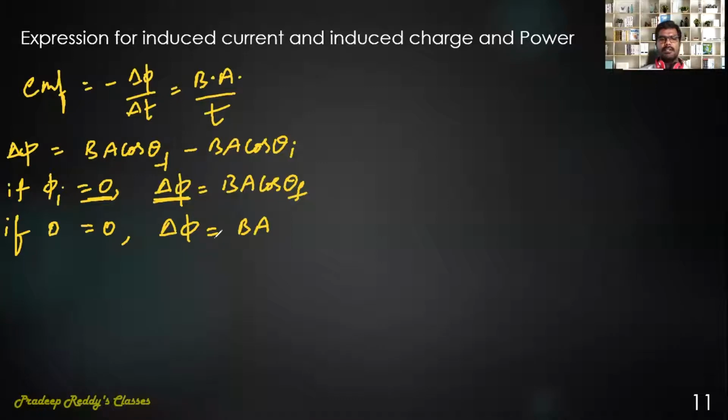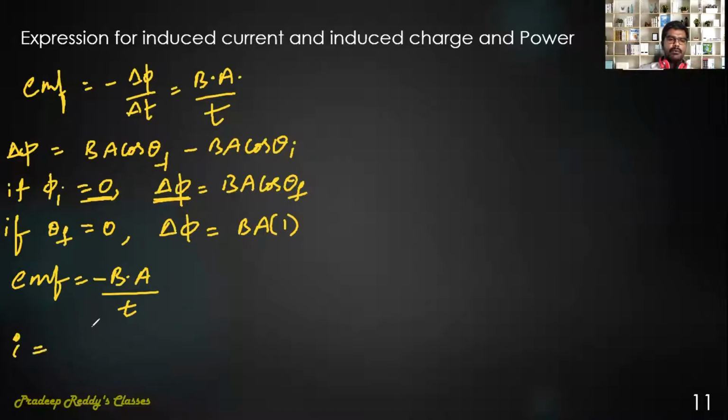Theta final is equal to 0. I can write cos 0 will be equal to 1. It is BA. So delta phi I am taking as BA. Delta T, it is initial time 0. You can take it as T. Therefore, EMF induced will be equal to minus BA, of course, divided by time taken.